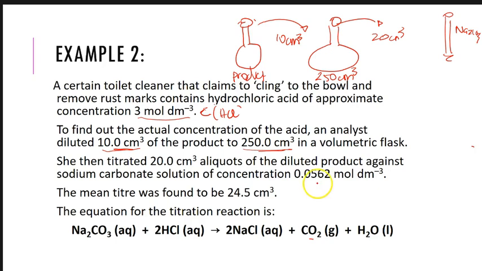Okay, and that concentration was 0.0562 moles per decimeter cubed. Okay, so the mean titer, so the volume that came out of the burette, was 24.5 centimeters cubed, and they've given us the reaction down here. So I want you to have a go, pause the video and have a go at working this one out, and then I will take you through the calculations to show you how to do it.